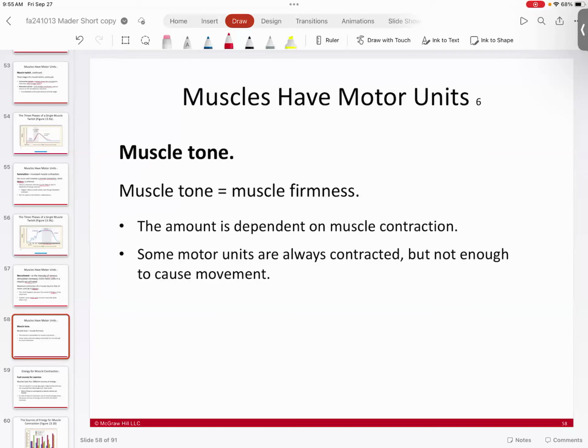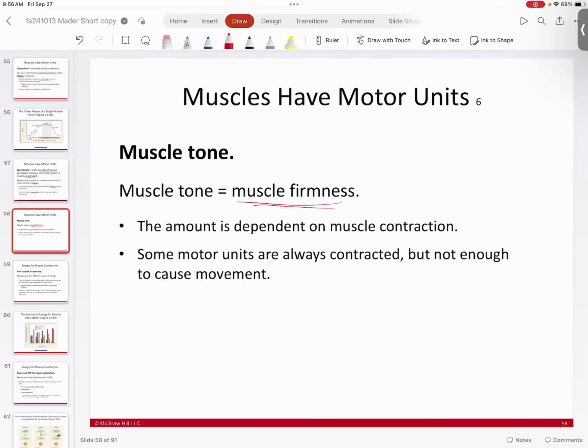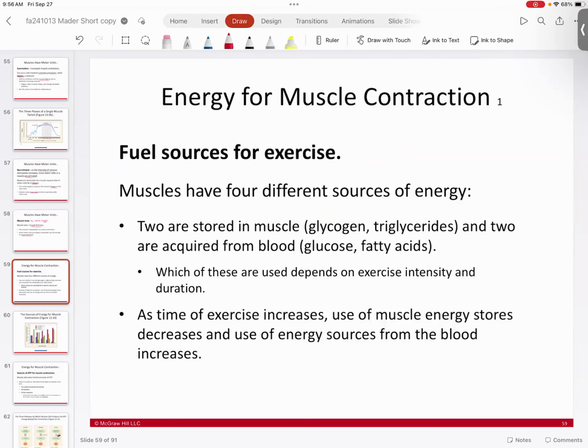Now, there's also this issue of muscle tone. Right, muscle tone basically is similar to muscle firmness. It's kind of a sense of readiness, if you will, ready to contract. And so this basically depends on how much you use your muscle and how much it contracts. And this will contract your muscles, but it won't be enough to actually cause a movement. So muscle tone is sort of like a basic readiness to contract. If you tone your muscles, they're going to be more likely to contract easily and efficiently than if they're not toned.